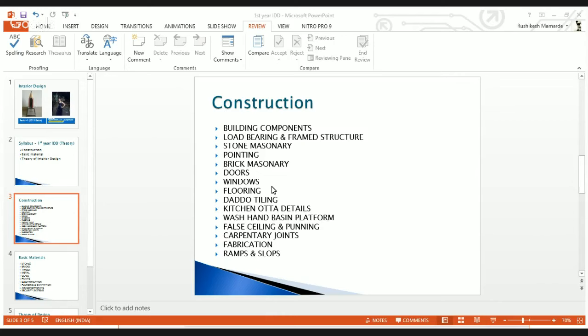Everything we are going to study in detail in the next lectures. Then the next is dado tiling. Dado tiling is basically the fixing of tiles on the wall, and that procedure is called dado tiling. Again, we are going to study the procedure in detail.